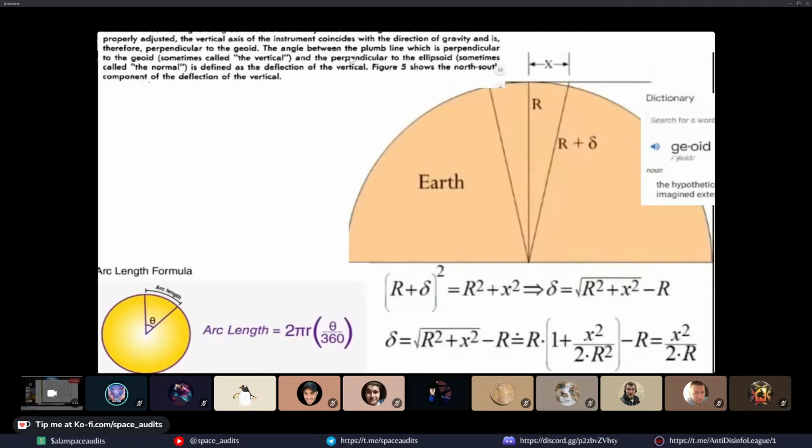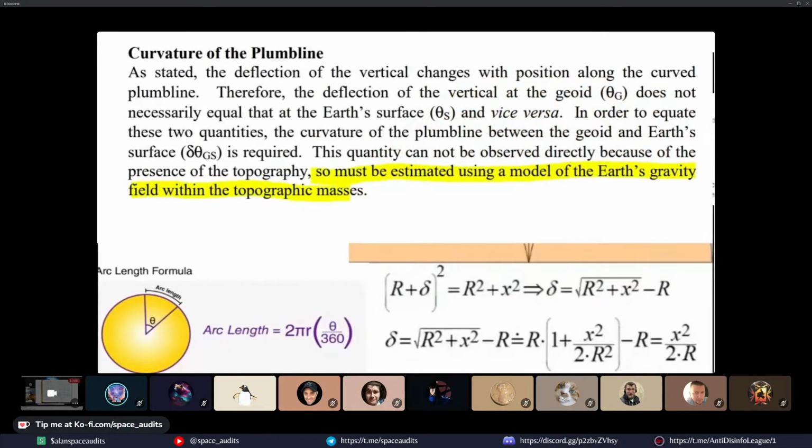Therefore, the deflection of the vertical at the geoid does not necessarily equal that at the Earth's surface, and vice versa. This is the nature of the problem. In order to equate these two quantities, the curvature of the plumb line between the geoid and the Earth's surface is required. This is the part, again, that has to be assumed before you can do anything. This quantity cannot be observed directly because of the presence of topography, so they must estimate using a model of Earth's gravity within the topographical mass. And that's a quote from Featherstone, from the Use and Abuse of Vertical Deflections, 6th Southeast Asian Surveyors Congress.